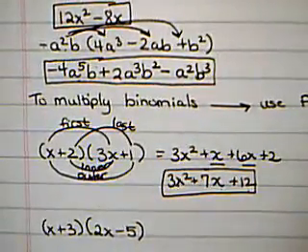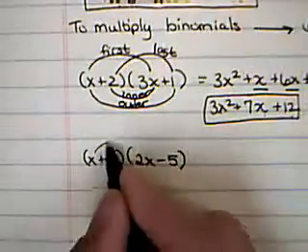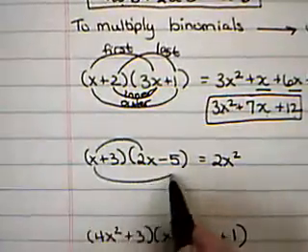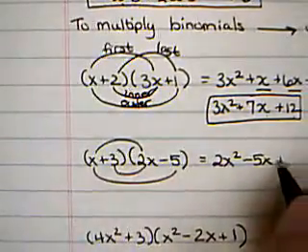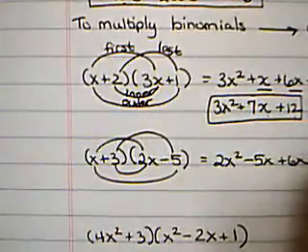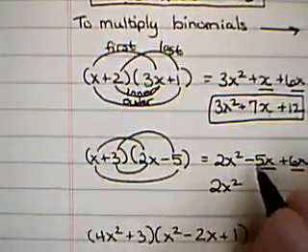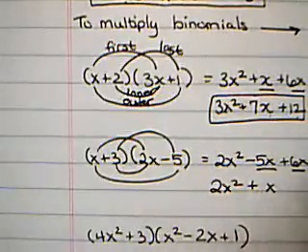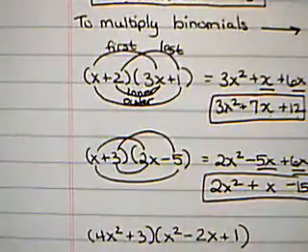When we use our FOIL method for this next example with these two binomials, we would say x times 2x is 2x squared, again adding those exponents. X times negative 5 is negative 5x. Inside, 3 times 2x is positive 6x. And last term is 3 times negative 5, sign and all, will be negative 15. We have like terms here and here. So we have an x term, negative 5 plus 6 is positive 1. I'm just going to leave it as a blank just because of the fact that it's understood positive 1. And then you have negative 15. That will be our final solution.